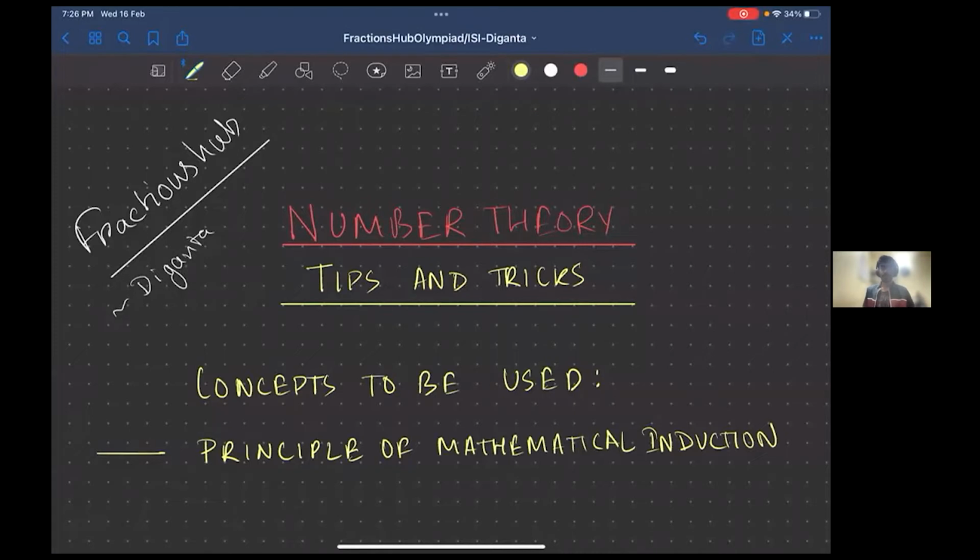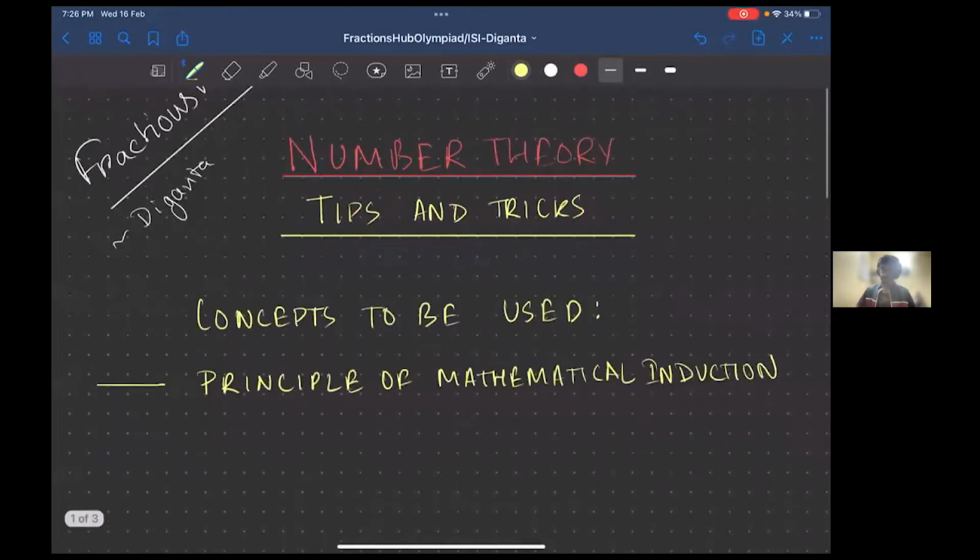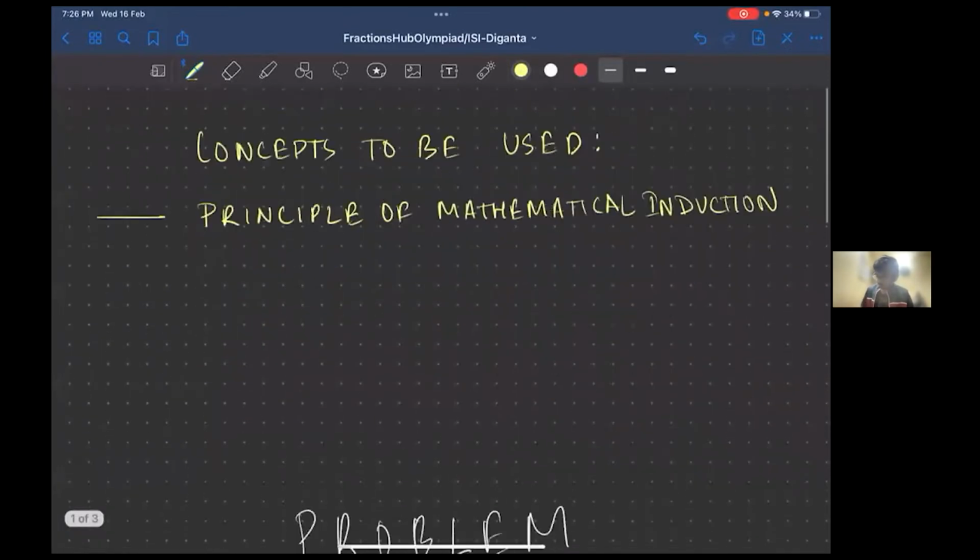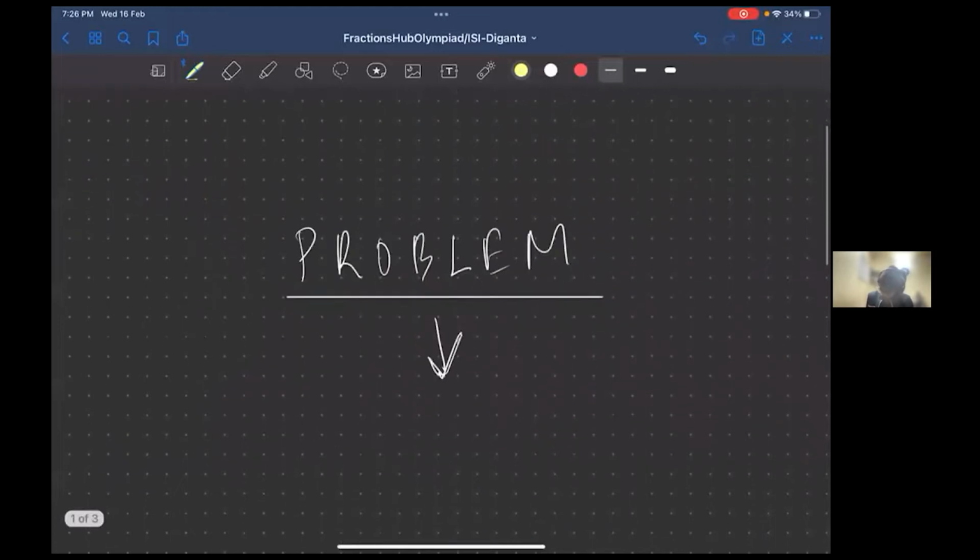Today we'll be doing a number theory problem using the principle of mathematical induction. Let's go right into the problem. So the problem goes as follows.